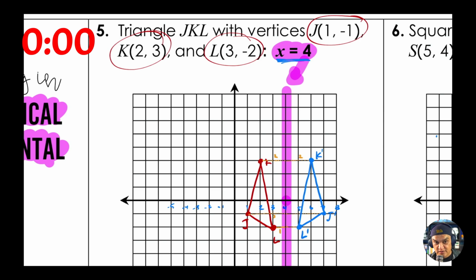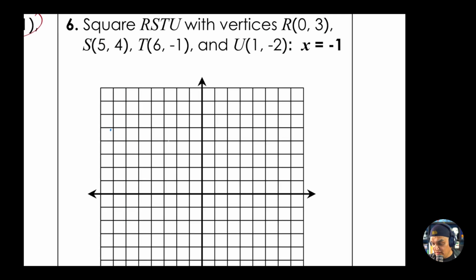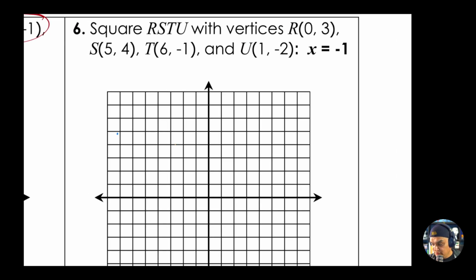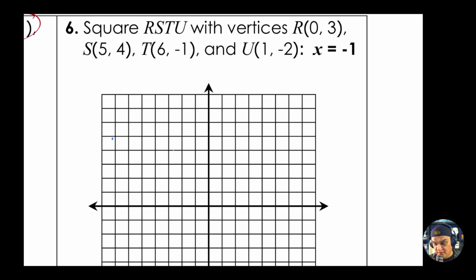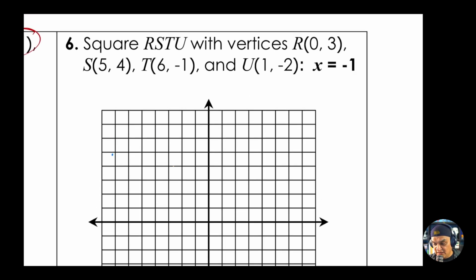So let's go over this next problem. It's going to be very similar. It's going to be another x equals. So I want you to try this one. Okay, it's number 6 in your notes. If you printed it out, just do number 6 in your notes. If not, it's on the screen right here. We have a square, RSTU, with those coordinates, and the line of reflection is x equals -1.